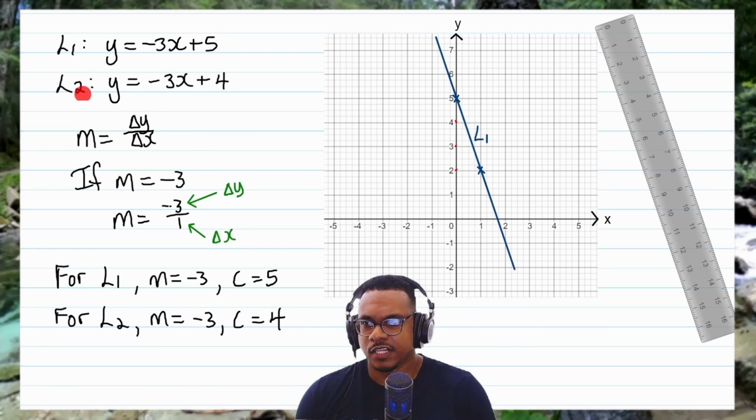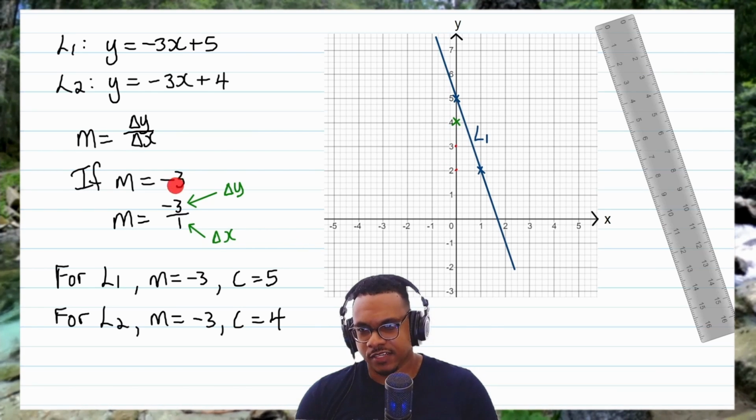Now I'll look to sketch L2, which is y is equal to negative 3x plus 4. So that means my gradient is negative 3 and my y-intercept is positive 4. So the first thing I'll do is plot the y-intercept. So I'll go to positive 4 and plot my y-intercept.